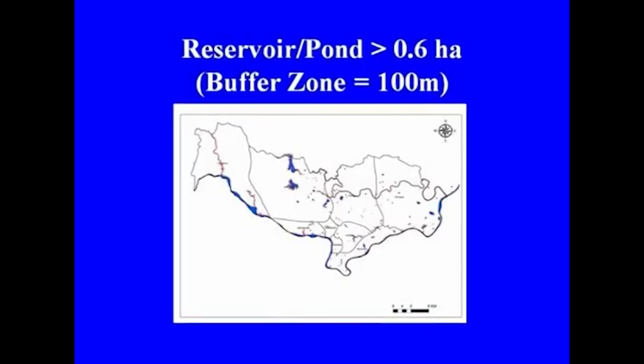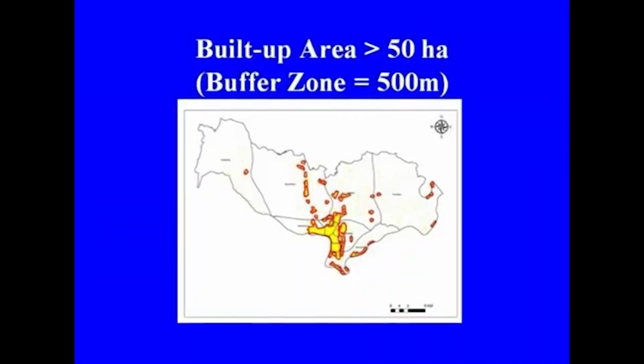Similarly, buffer zones for reservoirs and ponds of areas greater than 0.6 hectares have been created, and the red outlines along the water bodies show the buffer zones within which activities will not be undertaken. Similarly, for built up areas greater than 50 acres, a buffer zone of 500 meters has been identified, and the red color shows the buffers around major built up areas in this particular province.